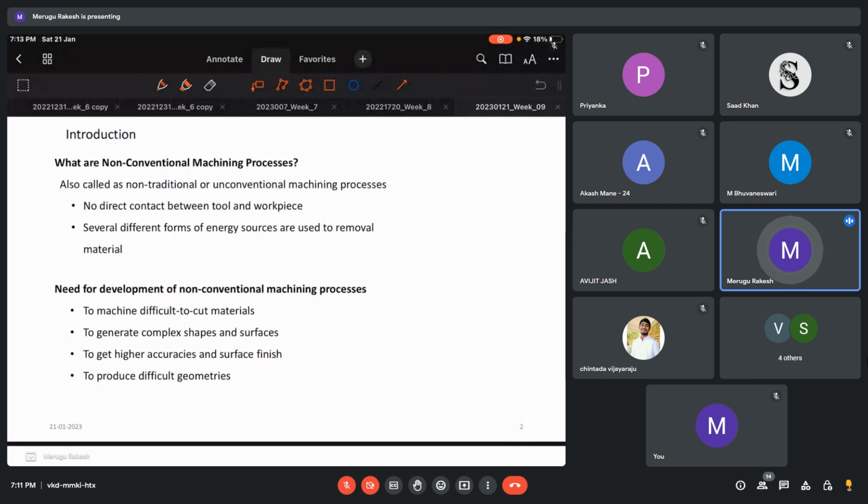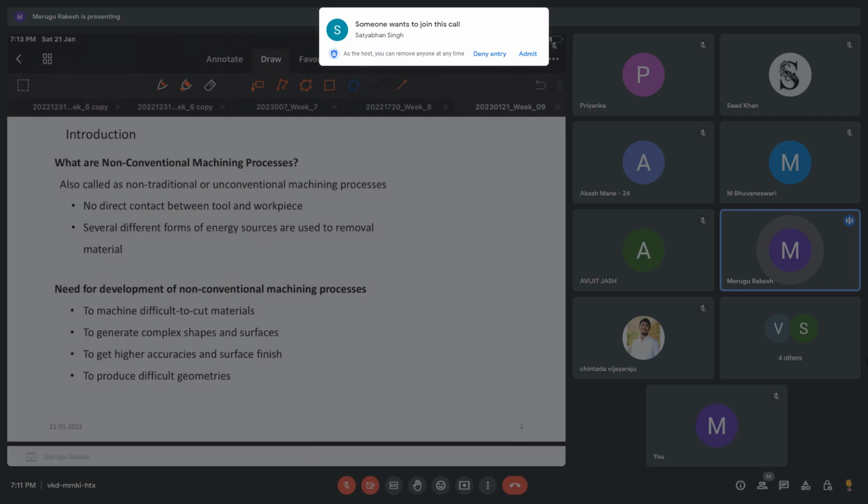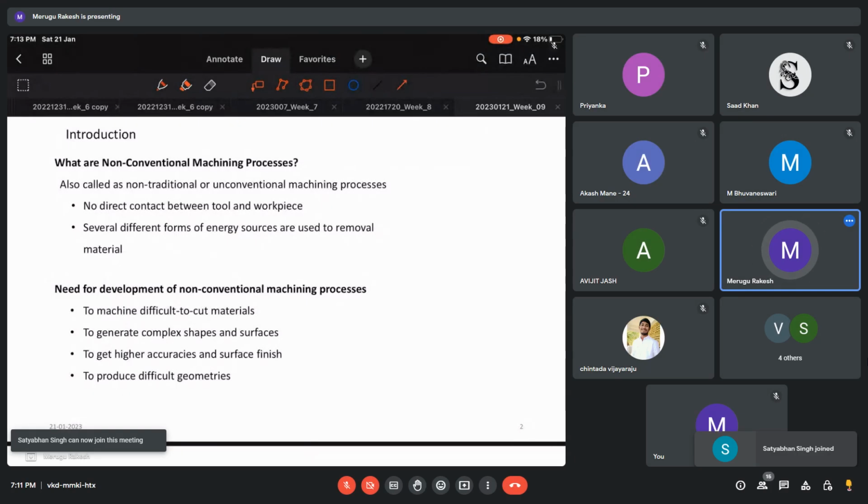Unlike in traditional processing, where we entirely depend on the shear deformation of the workpiece material, here we use so many other energy sources such as heat source.